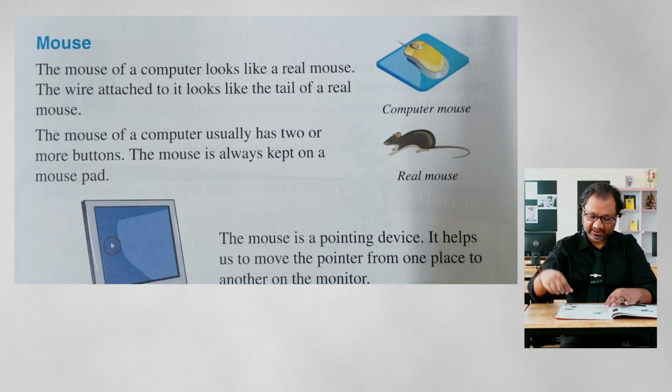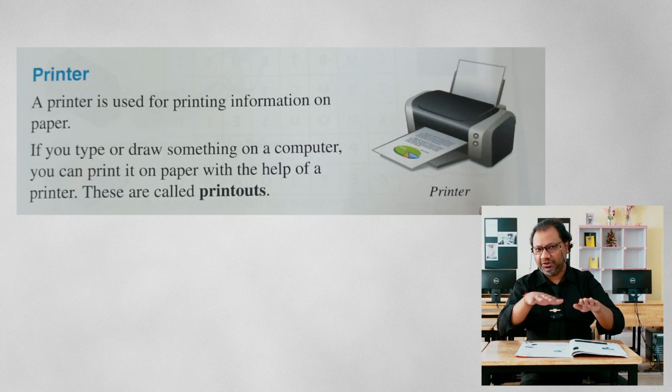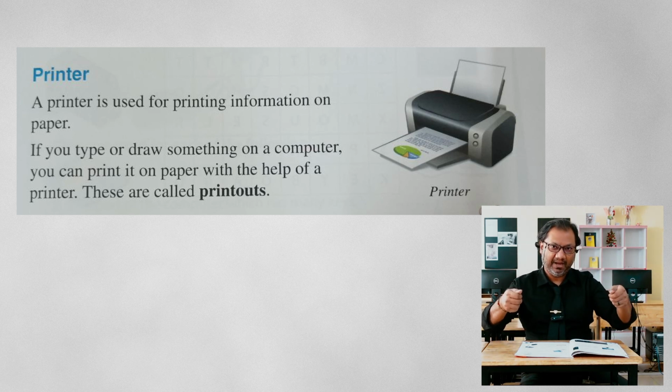Let us learn about some devices that work on a computer. Now, this is page 11, by the way. Printer. A printer is used for printing information on paper. If you type or draw something on a computer, you can print it on paper with the help of a printer. These are called printouts. So basically, if you're using a printer and the paper comes out with the picture, or maybe you wrote something on the computer and it's on the paper, that piece of paper is known as a printout.